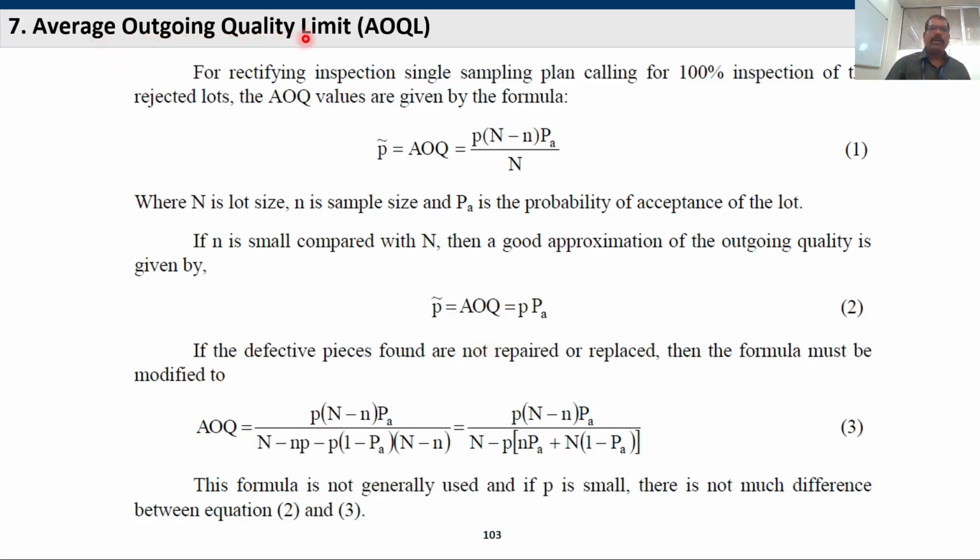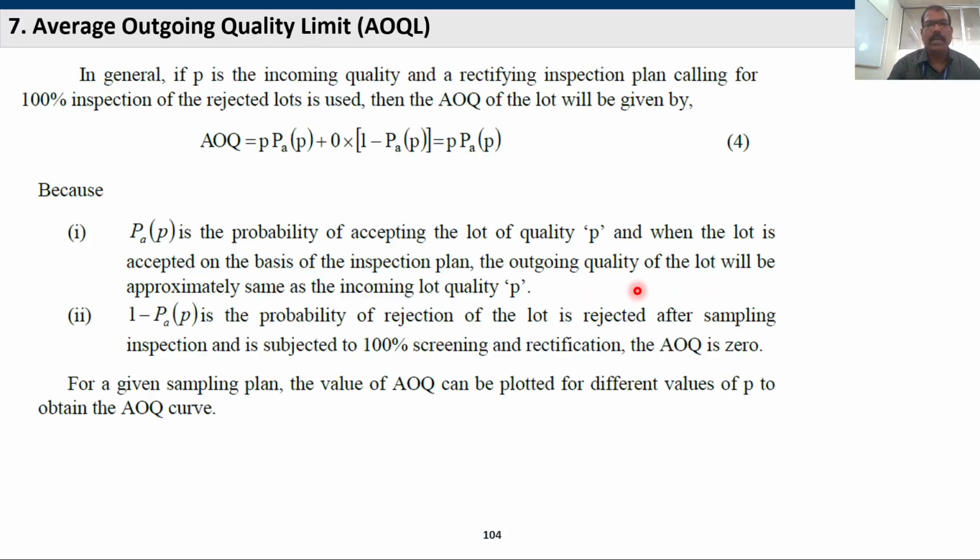Average outgoing quality level, AOQL, in the sense P(N minus n) into PA divided by N. So if we rewrite in this format, we can get it. This formula is not generally used, and if P is small, there is not much difference between equation 2 and 3. If you are not replacing, only then you have to use this method. Okay, if your P is small and you are replacing, then it is better to go with this equation. So this is your average outgoing quality limit.